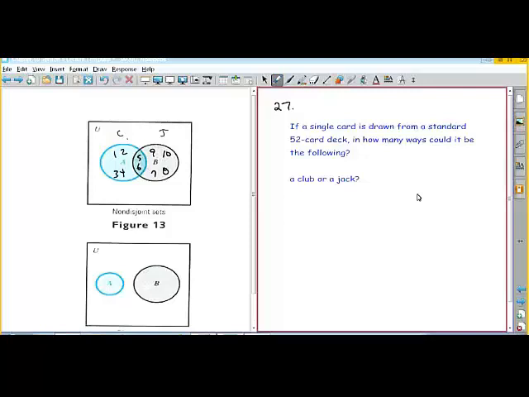A lot of these problems use cards as an example because cards can be numbers, but they can also be suits. So there is that commonality. So if a single card is drawn from a standard 52 card deck, in how many ways could it be the following? A club or a jack. Obviously, it can't be a club and a jack, right?